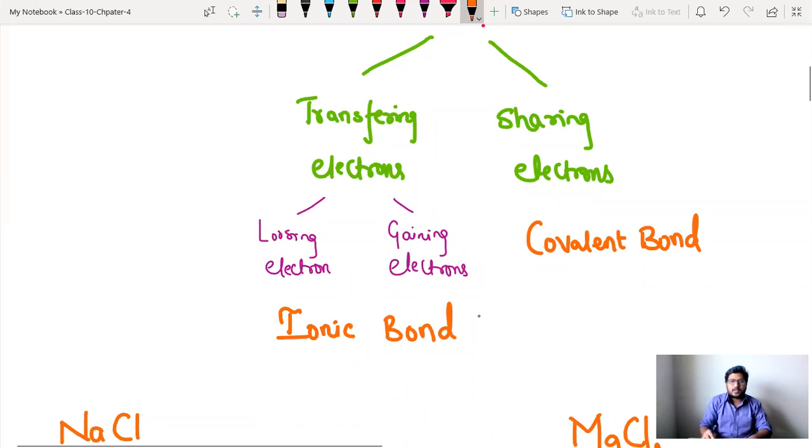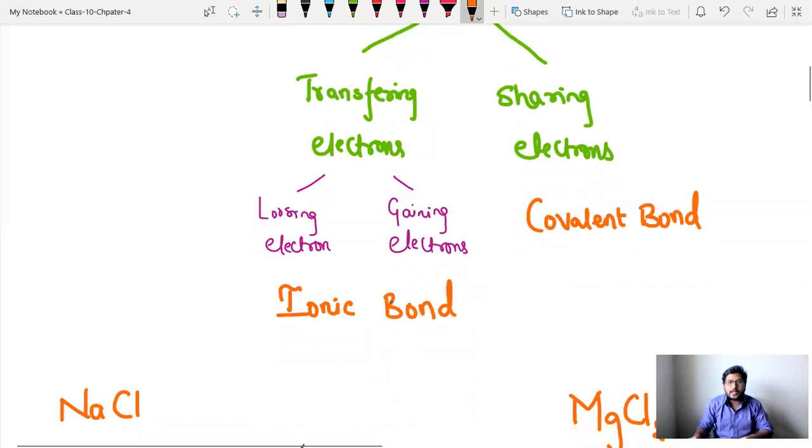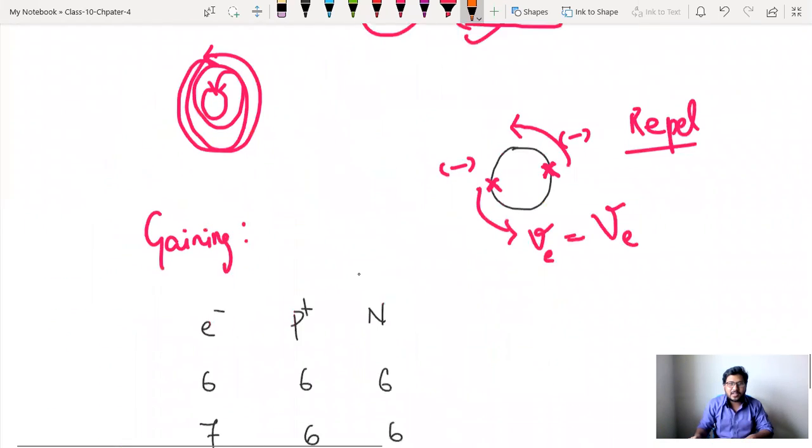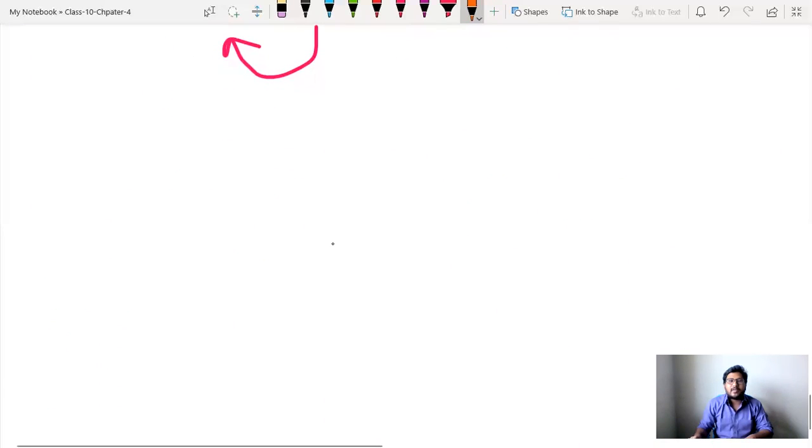Covalent bond. In this chapter, you are going to learn only covalent bond. From next lecture onwards, we are going to see structures. Meanwhile, try to remember one structure. This is so important. This last 5 minutes is so important.